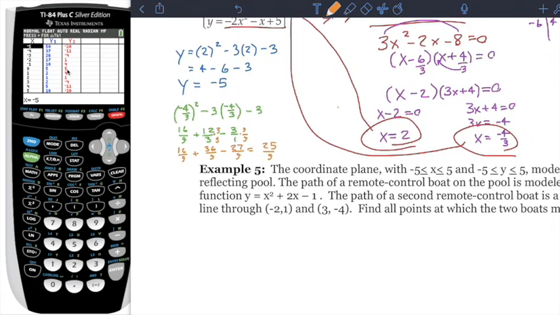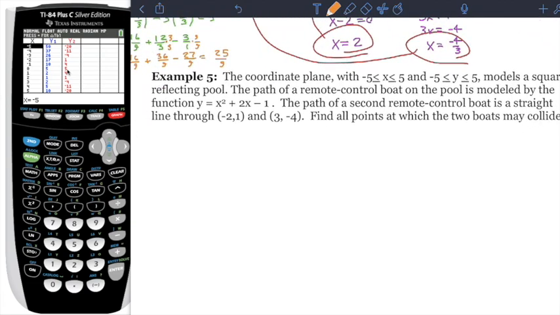Okay. From here, let's see, what do we got? This last one here, the coordinate plane, when x is between -5 and 5 and y is between -5 and 5, models a square reflecting pool. The path of the remote control boat on the pool is modeled by this equation right here. The path of a second remote control boat is a straight line through these 2 points here, -2, 1, and 3, -4. Find all the points for which the two boats may collide.